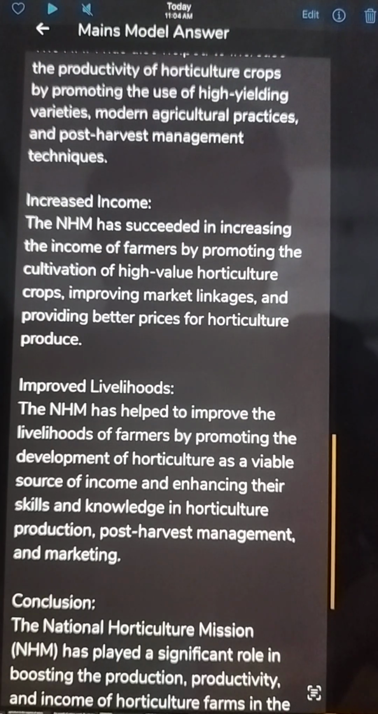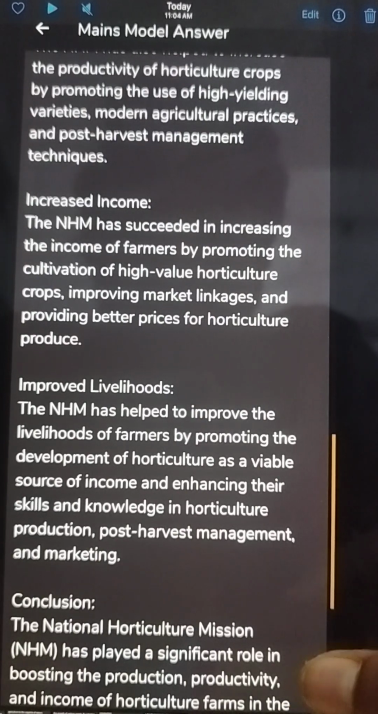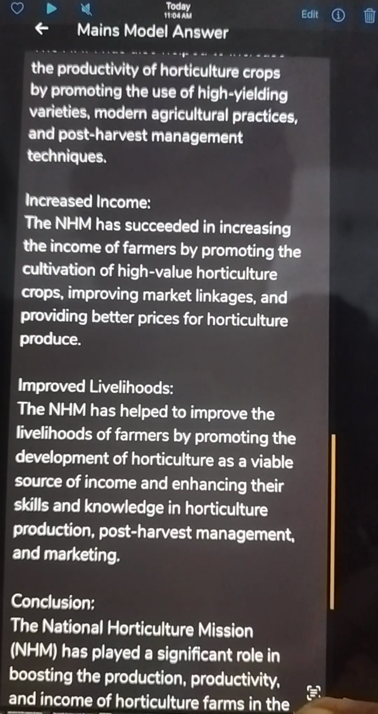Then improved livelihoods. The NHM has helped to improve the livelihoods of farmers by promoting the development of horticulture as a viable source of income, enhancing their skills and knowledge in horticulture production, post-harvest management, and marketing.